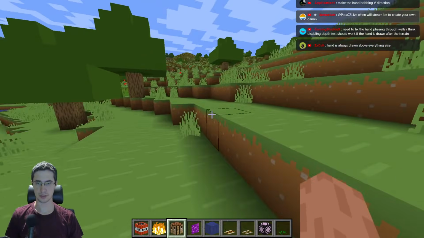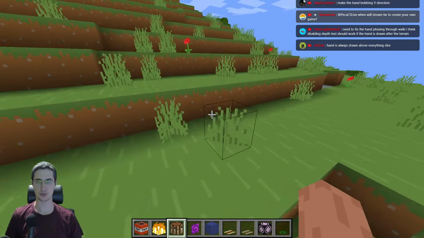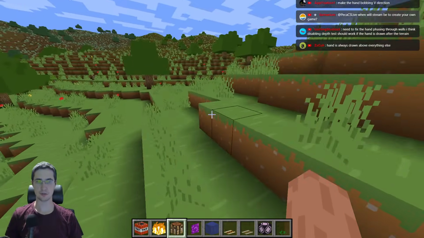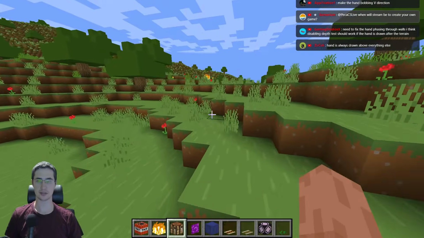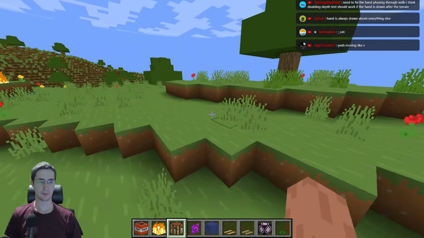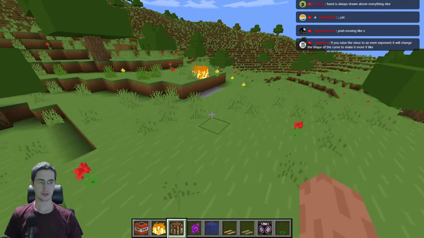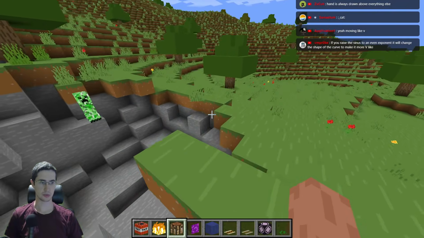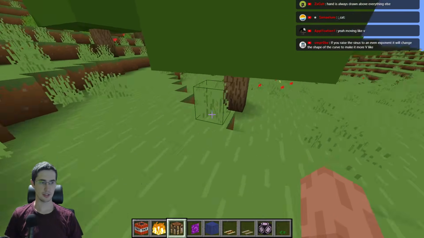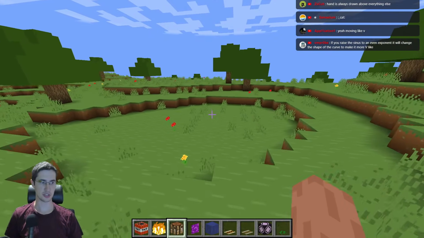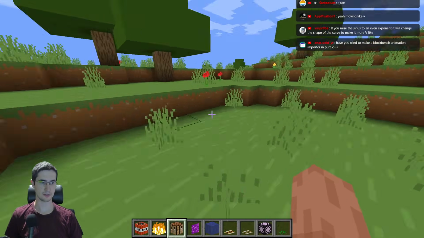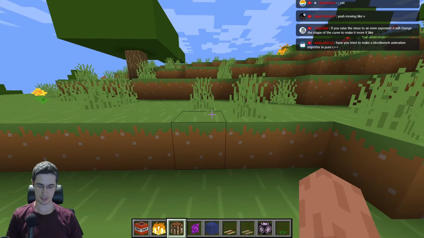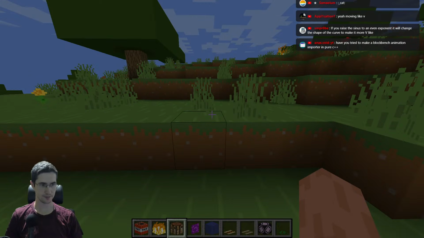Okay, let's focus on the animations. So what will be the strategy for animating, chat? If you raise the sign to an even exponent, it will change the shape of the curve to be more like V. I'll save your suggestion. Thank you.